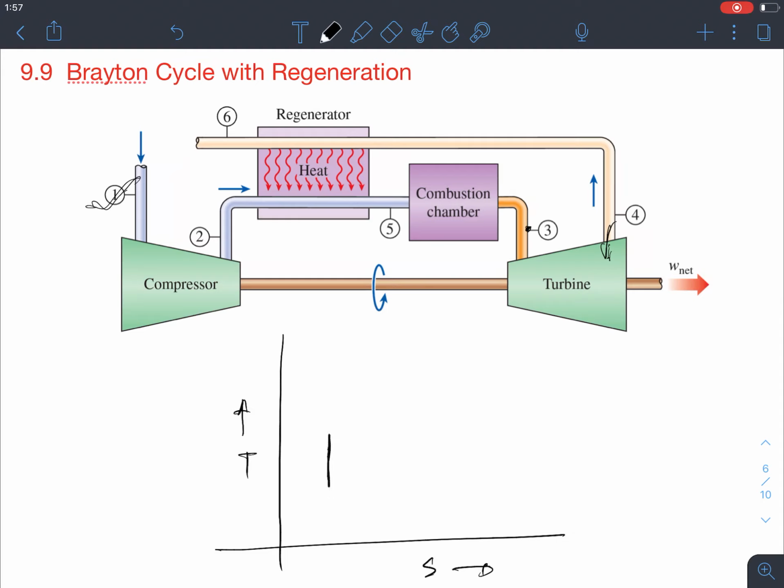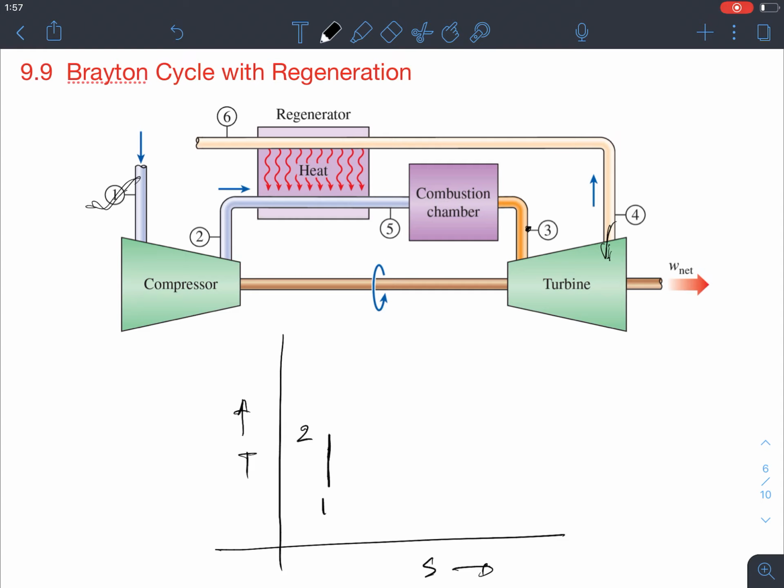So let's start from point 1. What is happening from point 1 to 2? Process 1 to 2 is basically isentropic compression, right? The compressor is compressing the gas, this is 1, and this is 2.